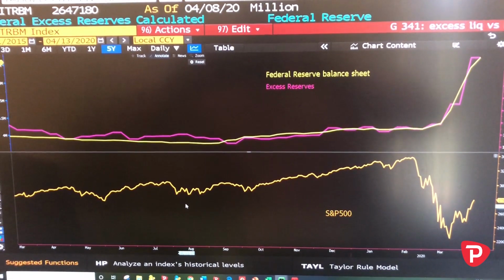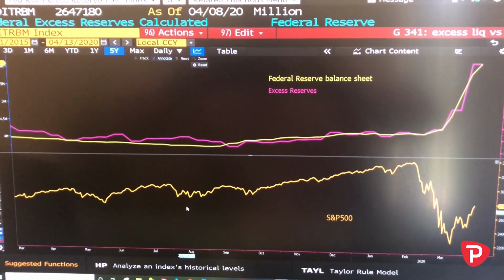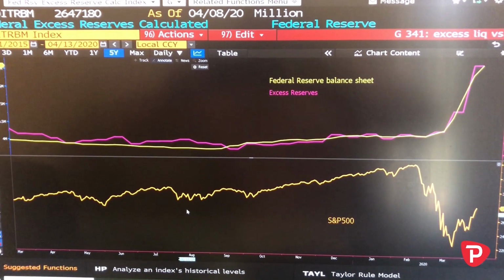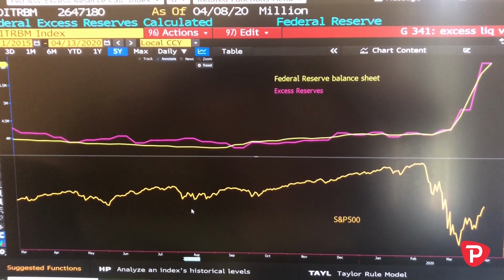But you can see as the Federal Reserve's balance sheet's been increasing sharply, and of course excess reserves have been very prevalent, you can see the S&P's benefited from that, and that's benefited global equities, and it's also benefited high beta currencies like the Australian dollar, Kiwi dollar, and some of the emerging market currencies.